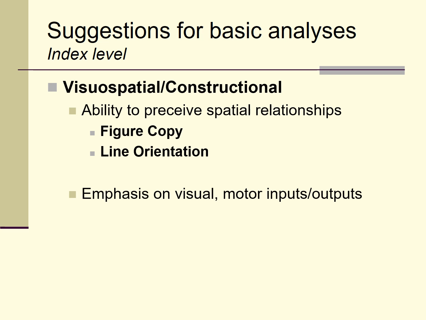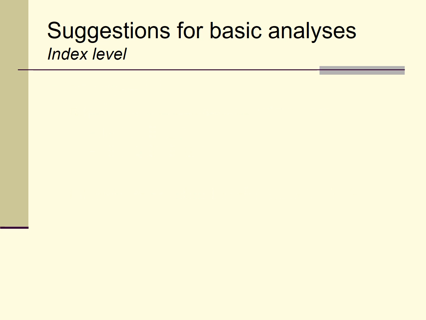Next index is visual spatial / constructional, sort of an awkward term. It is based on two subtests, a figure copy subtest and a line orientation subtest, and it involves the ability to perceive spatial relationships. Here, there is some motor input and output. So in addition to being able to process verbal information, the instructions of the task, the test taker has to be able to do some motor work to copy a figure or to indicate which lines correspond to which other lines that you're presenting to him or to her.